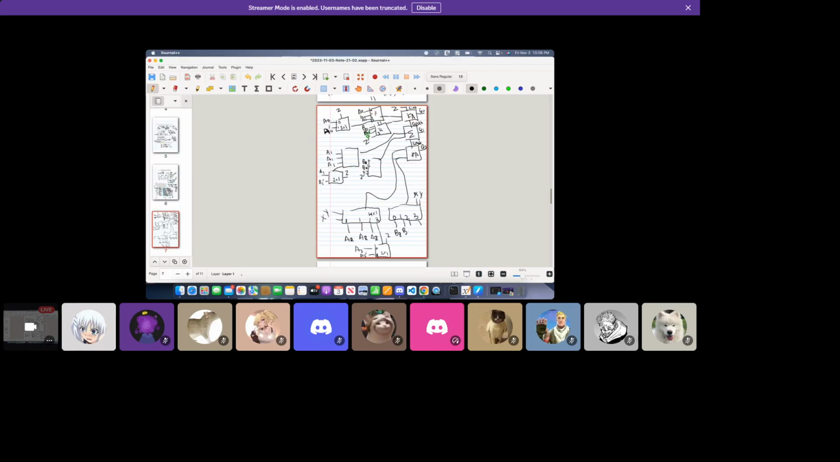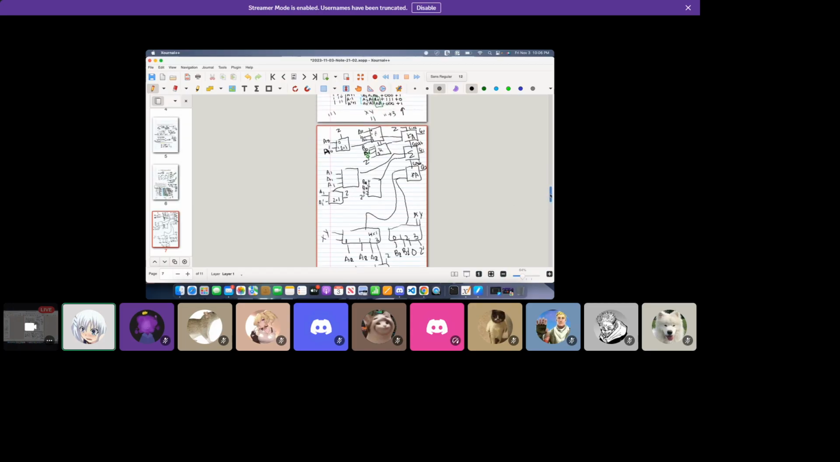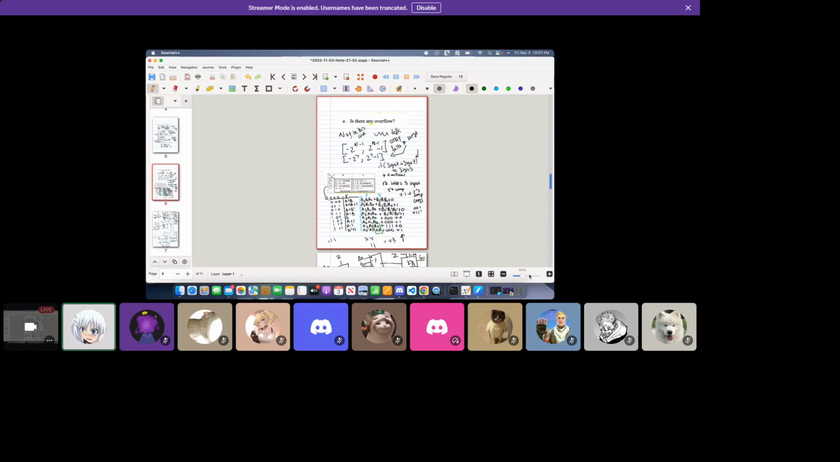B2, B2 prime, 0, Z prime. And that is it. That is your ALU for this question. Drawn a bit messily, admittedly.